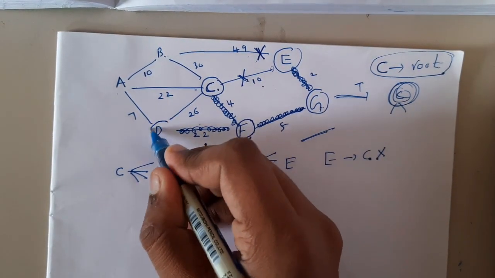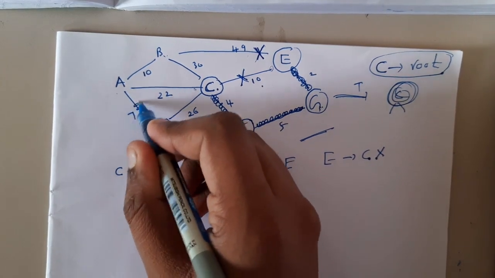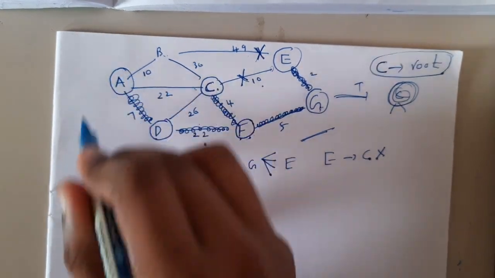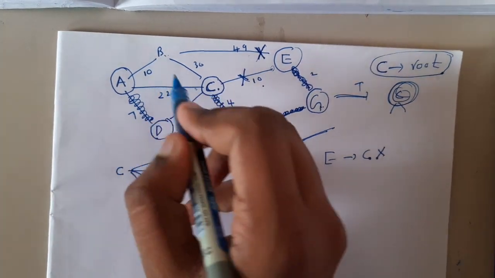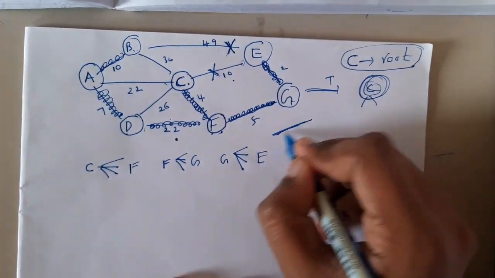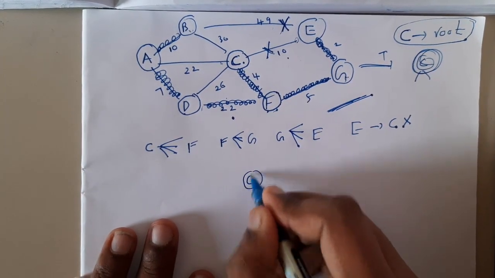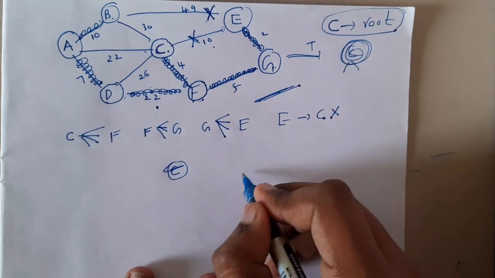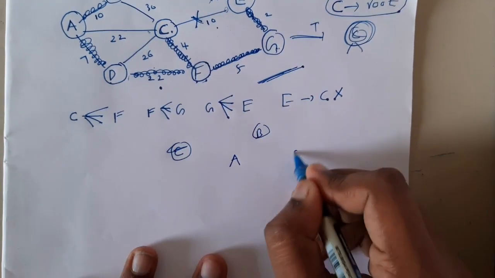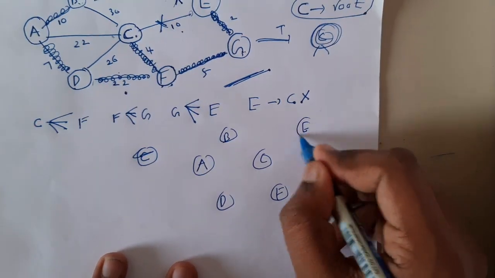Now I visited D. Among all the vertices, which is minimum? Obviously this 7 is minimum, so I'll be moving on to A. From all the possible ways to go to B, this is the minimum, so this will be the path. We have successfully visited all the vertices and this is our minimum spanning tree. I'll be drawing it again for our clarity, guys. Just give me a second. A, B, C, D, F, E and G.